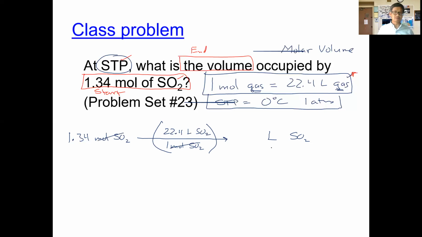You plug that into your calculator, you multiply 1.34 by 22.4, and you get your answer then, 30.0 liters. That's your final answer. 3 significant figures here, because you start out with 3 significant figures here.